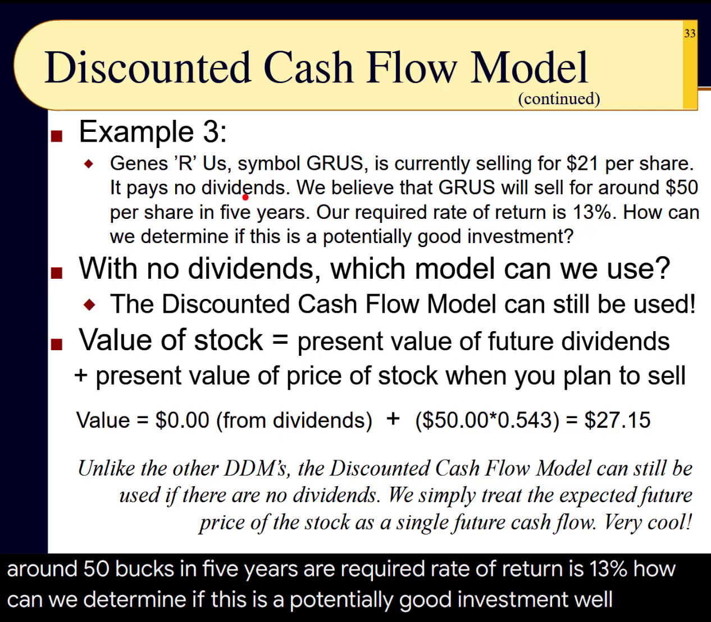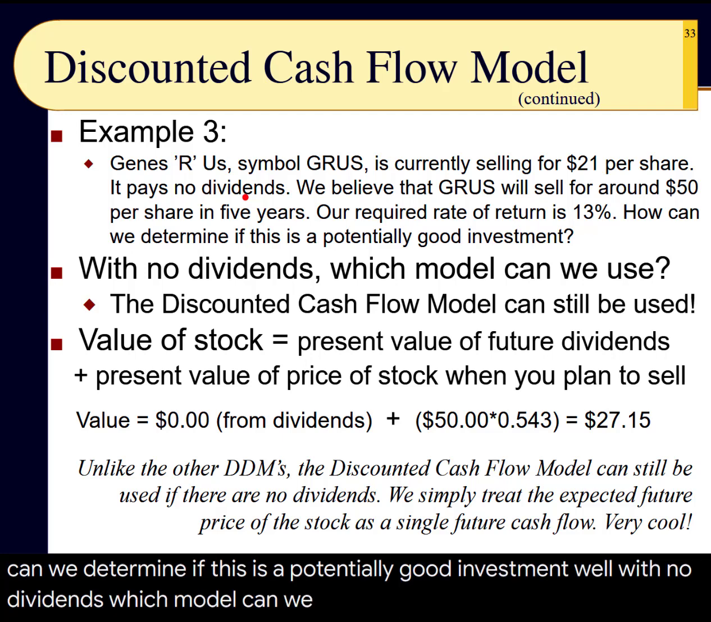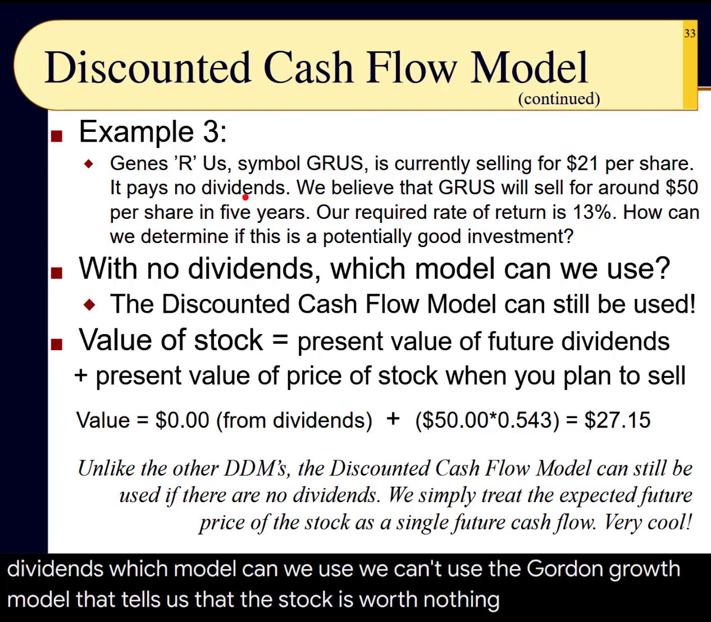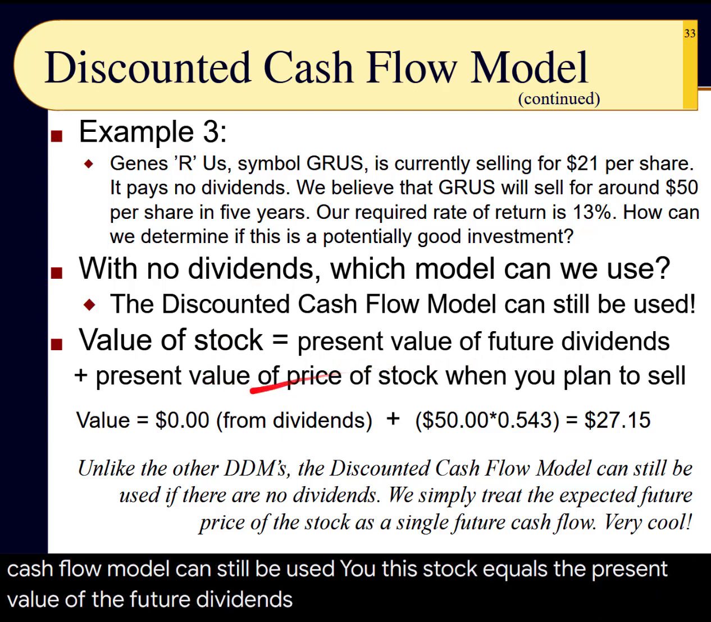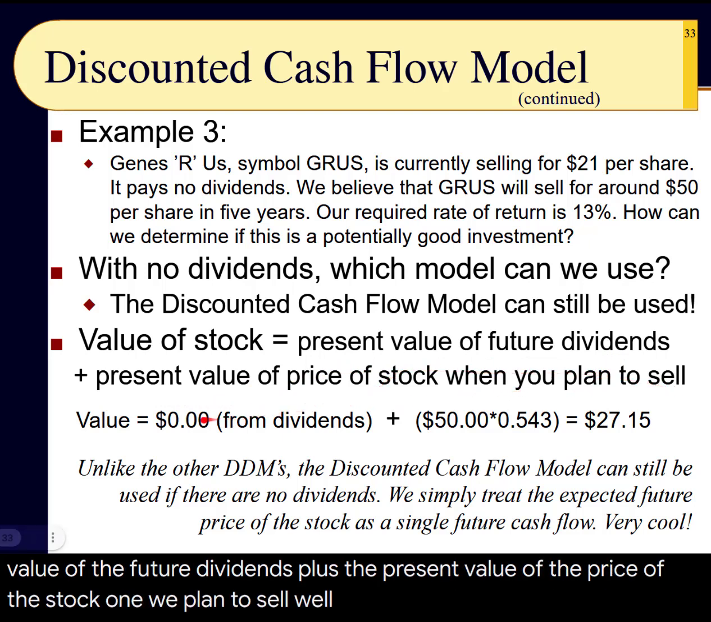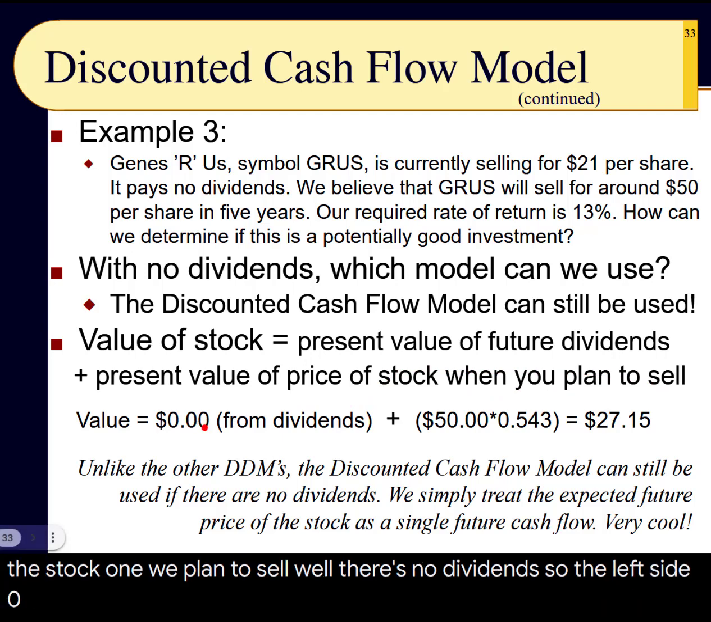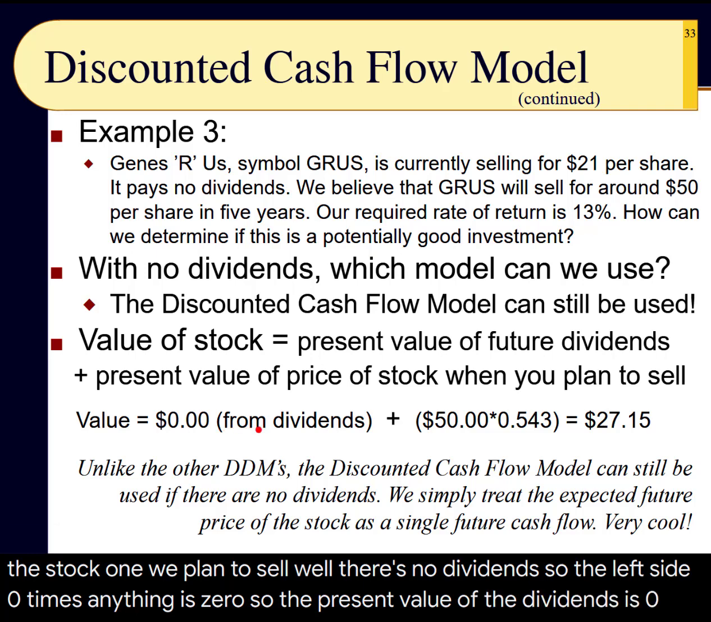Well, with no dividends, which model can we use? We can't use the Gordon growth model. That tells us that the stock is worth nothing. But the discounted cash flow model can still be used. Because remember, the formula is the value of the stock equals the present value of the future dividends plus the present value of the price of the stock when we plan to sell. Well, there's no dividends, so zero times anything is 0. So the present value of the dividends is 0 because we're not getting any.